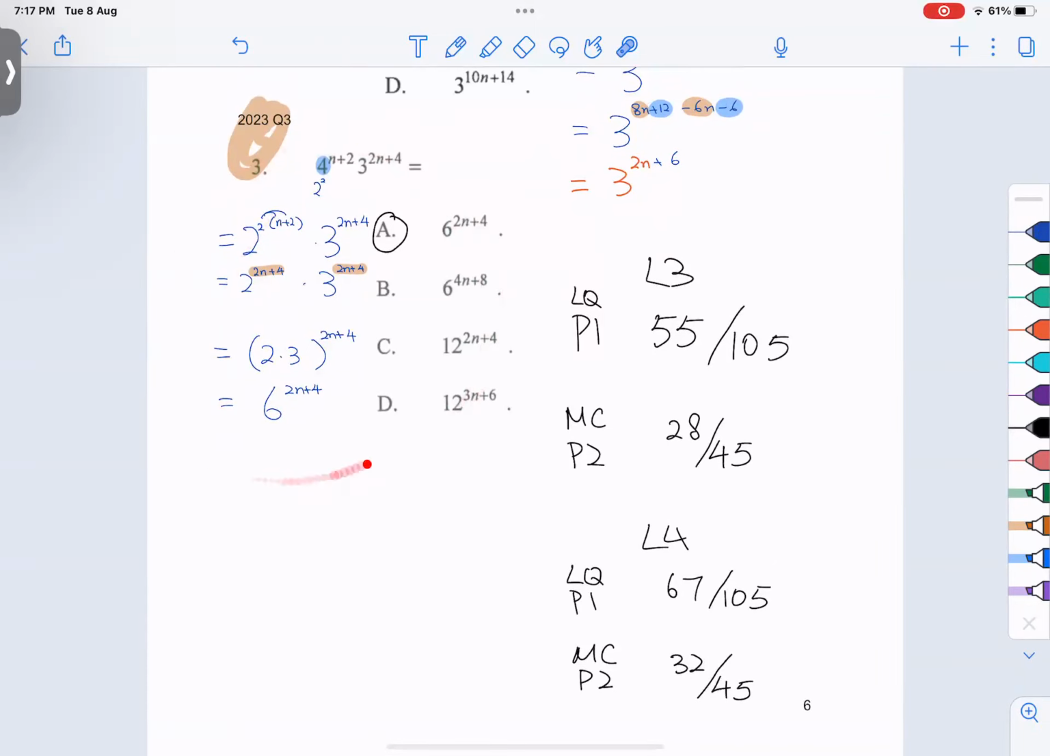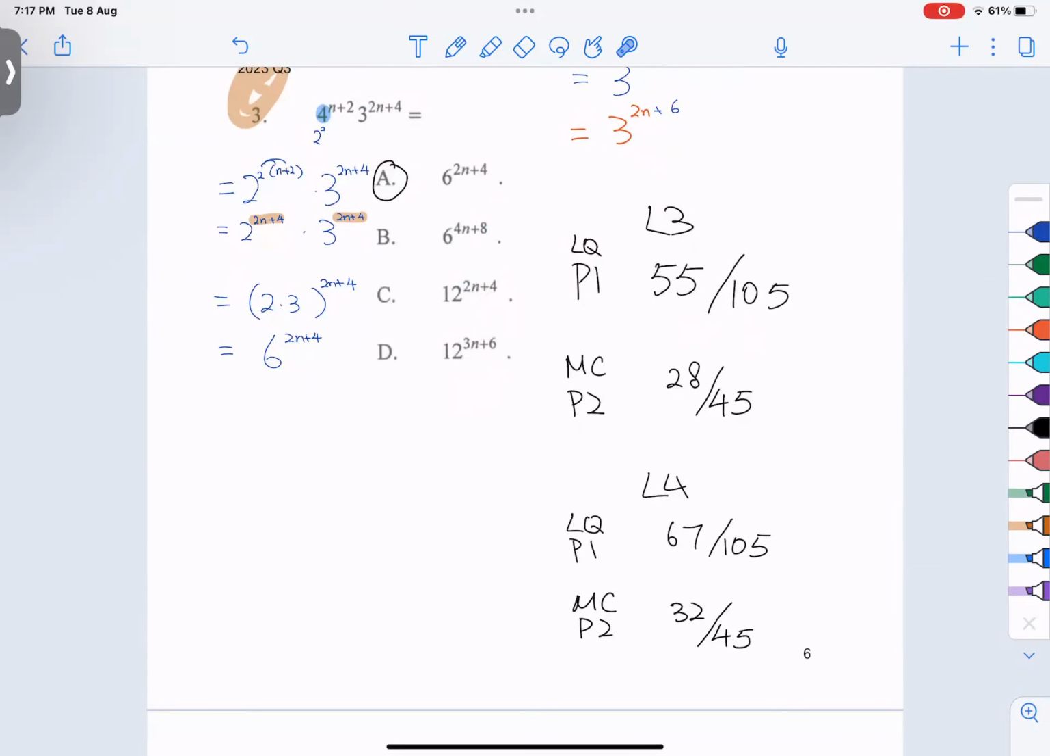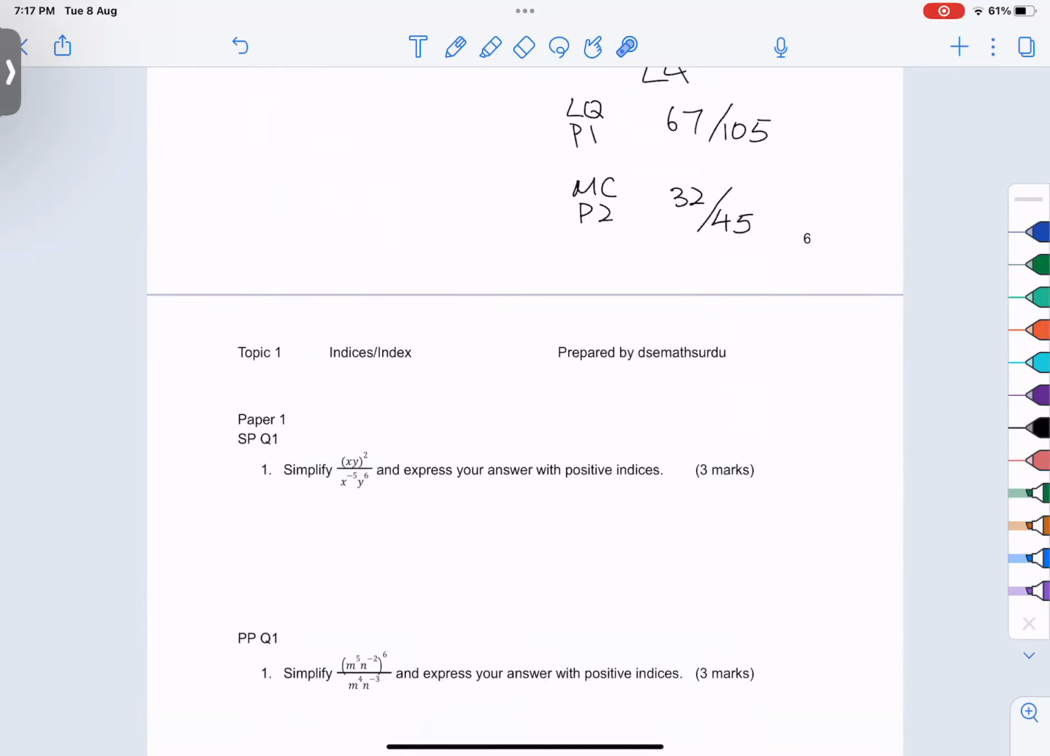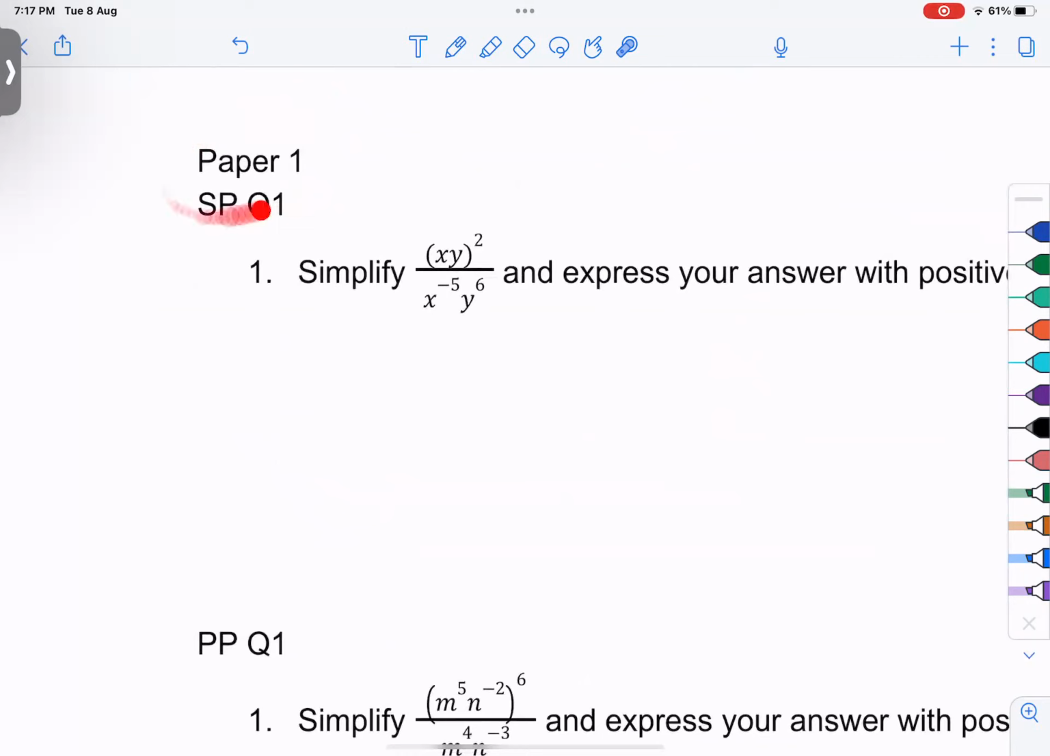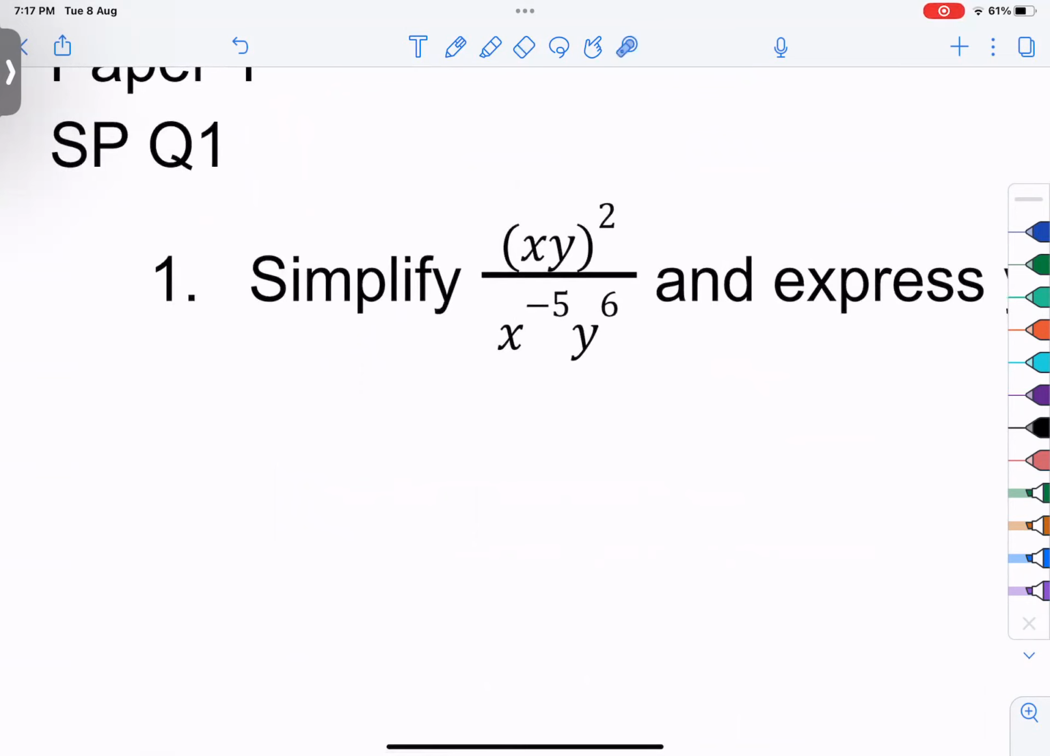So everyone clear with this question? Yes. So for the next 15 minutes, can we quickly finish all paper 1 questions? It shall not be too hard. You can do it in 15 minutes. Do it as quickly as possible.